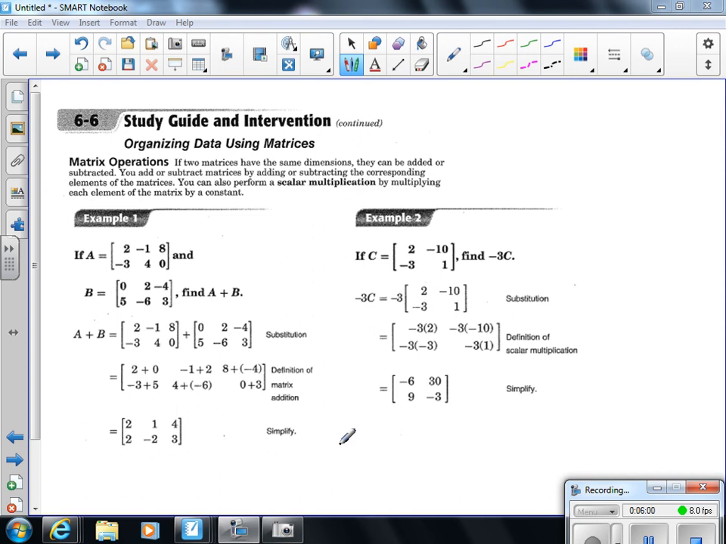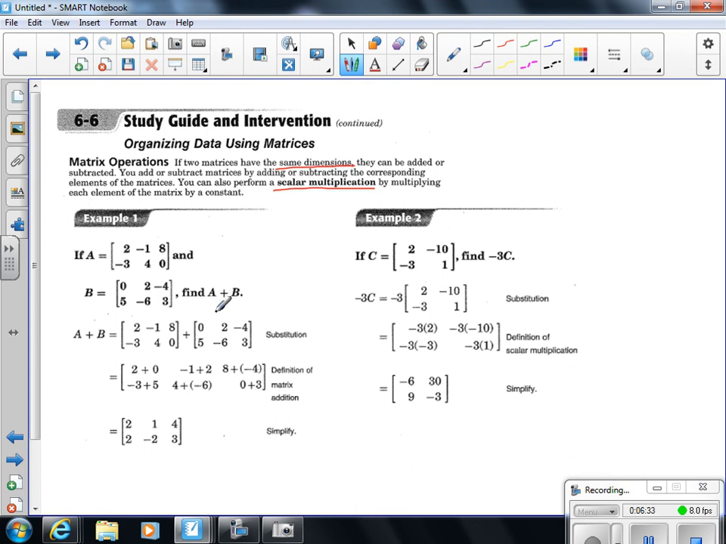Okay, now once we have our data organized, then you can do some calculations on your matrices. If you have 2 matrices, but they must have the same dimensions, then you can either add that data together, or you might be subtracting them. And then we're also going to look at multiplication, and that's called a scalar multiplication. So here I have 2 matrices. Are they the same dimensions? Yes, this is a 2 by 3. This is a 2 by 3.